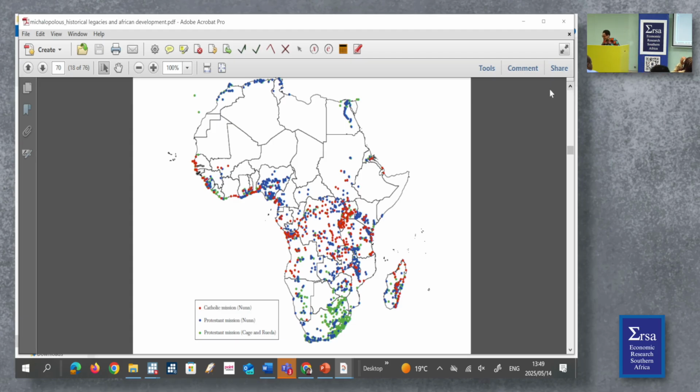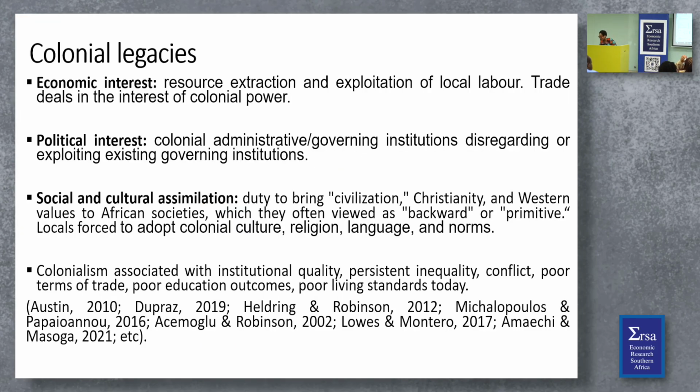Right. Okay, let's continue. So maybe there's the one thing about colonial expansion: it brought human capital to the rural areas. Okay, so we've spoken about this.